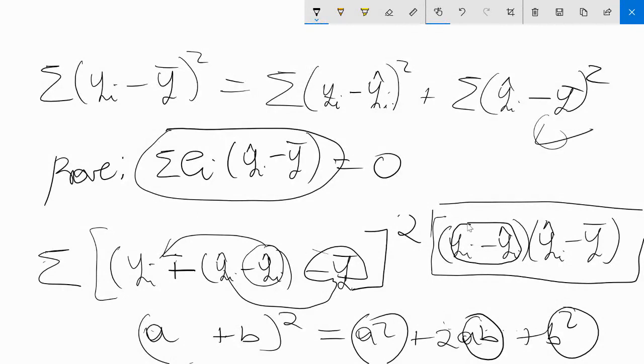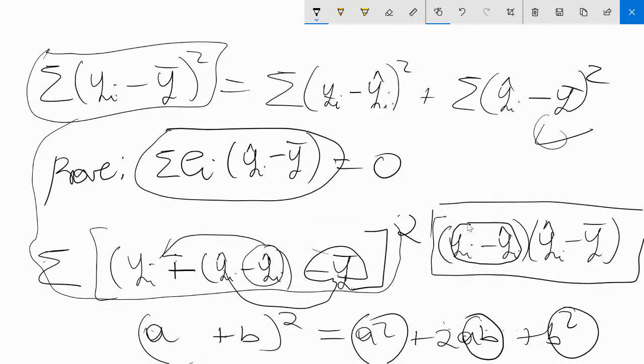I think the summation. Let's start. Are we here? Are you talking about this? Yeah, exactly. I gave you a hint that you are expanding this to be equal to this. You are introducing 0 in the form of yi hat minus y bar hat. So you are introducing 0 like this.